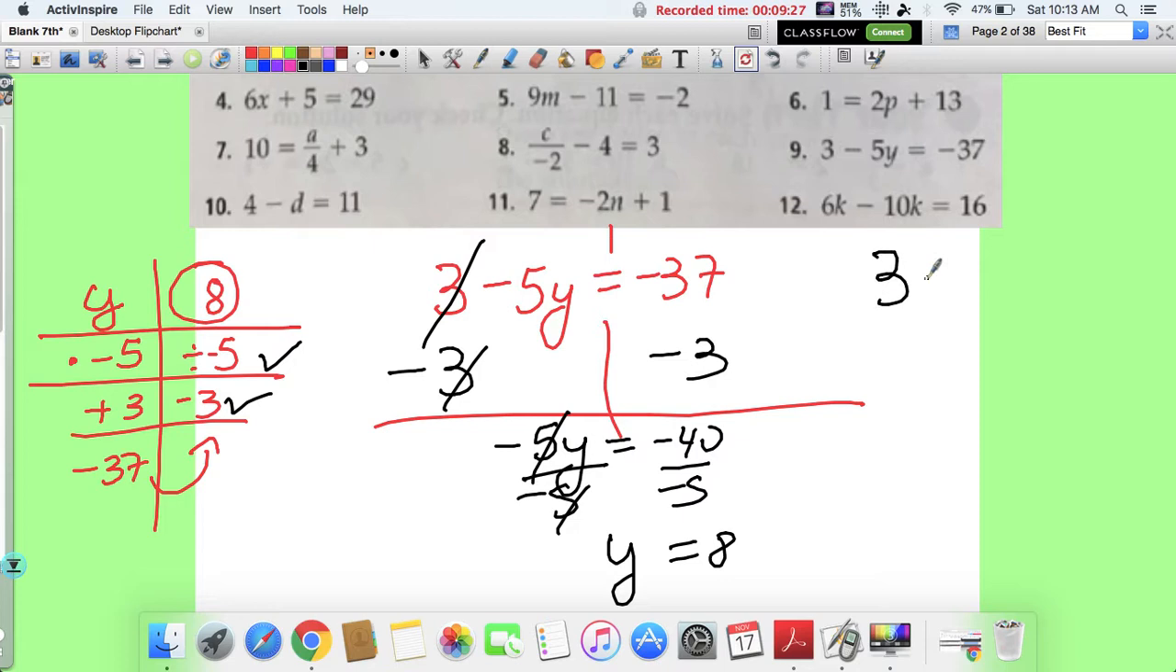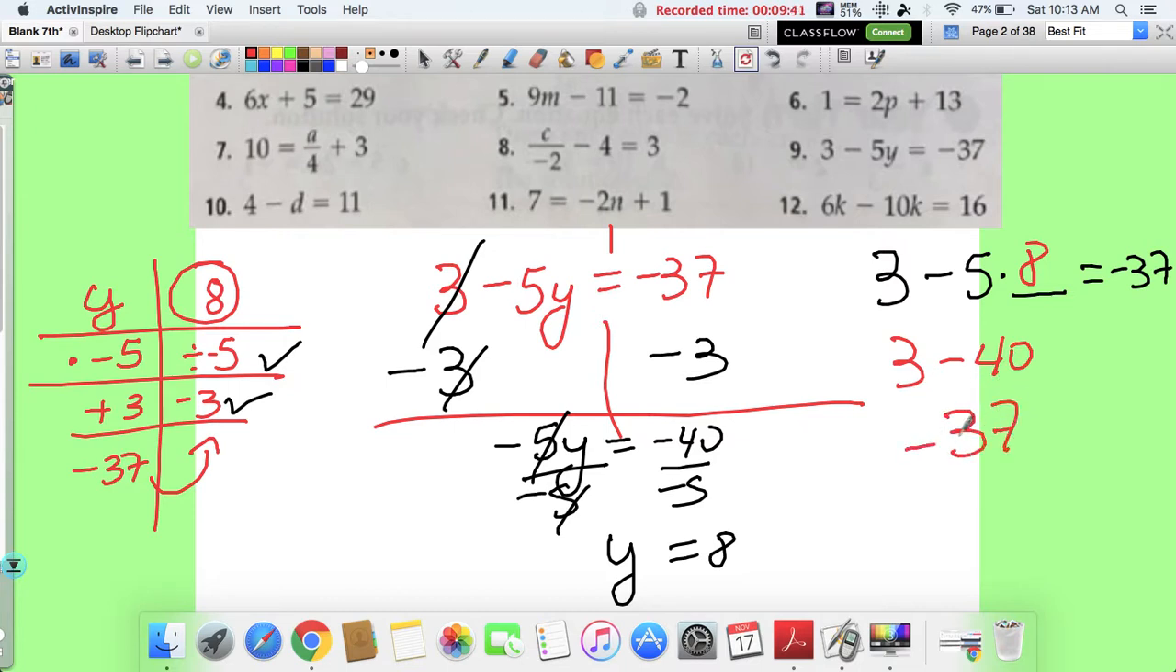So 3 minus 5 times blank equals negative 37. And in that blank space, I'm going to write 8. 3 minus 40, and 3 minus 40 is negative 37, which equals negative 37 on that side. Okay.